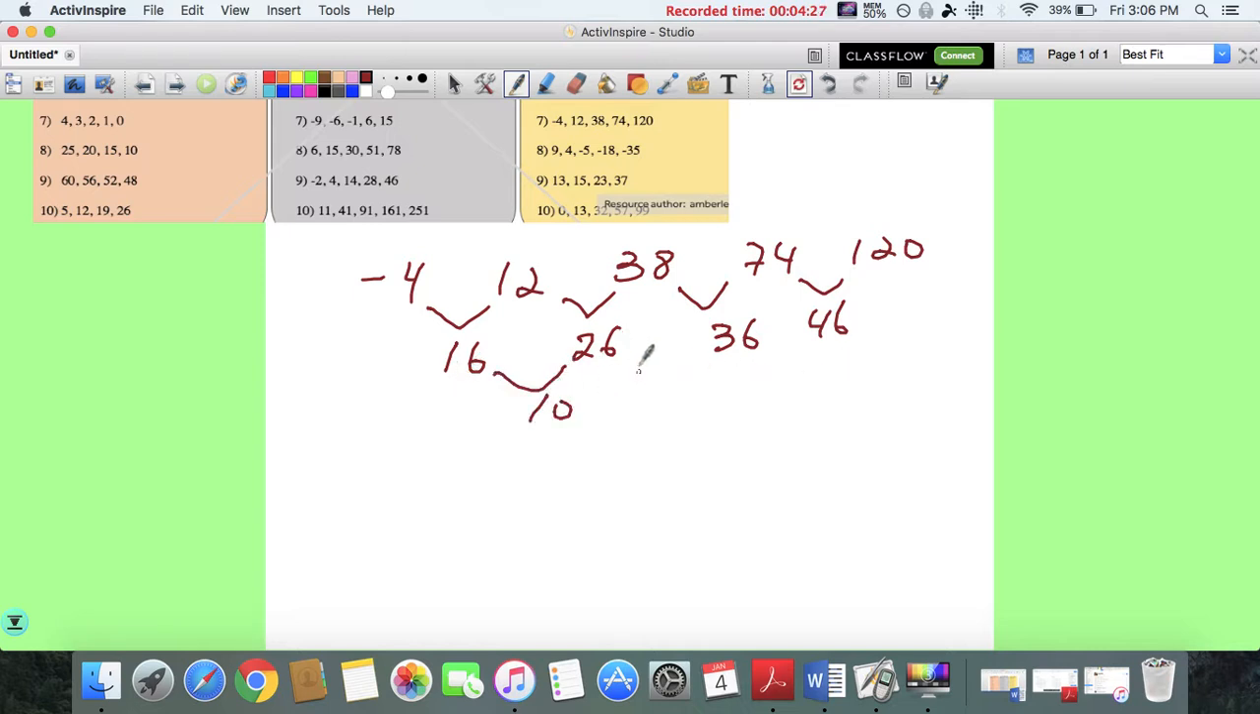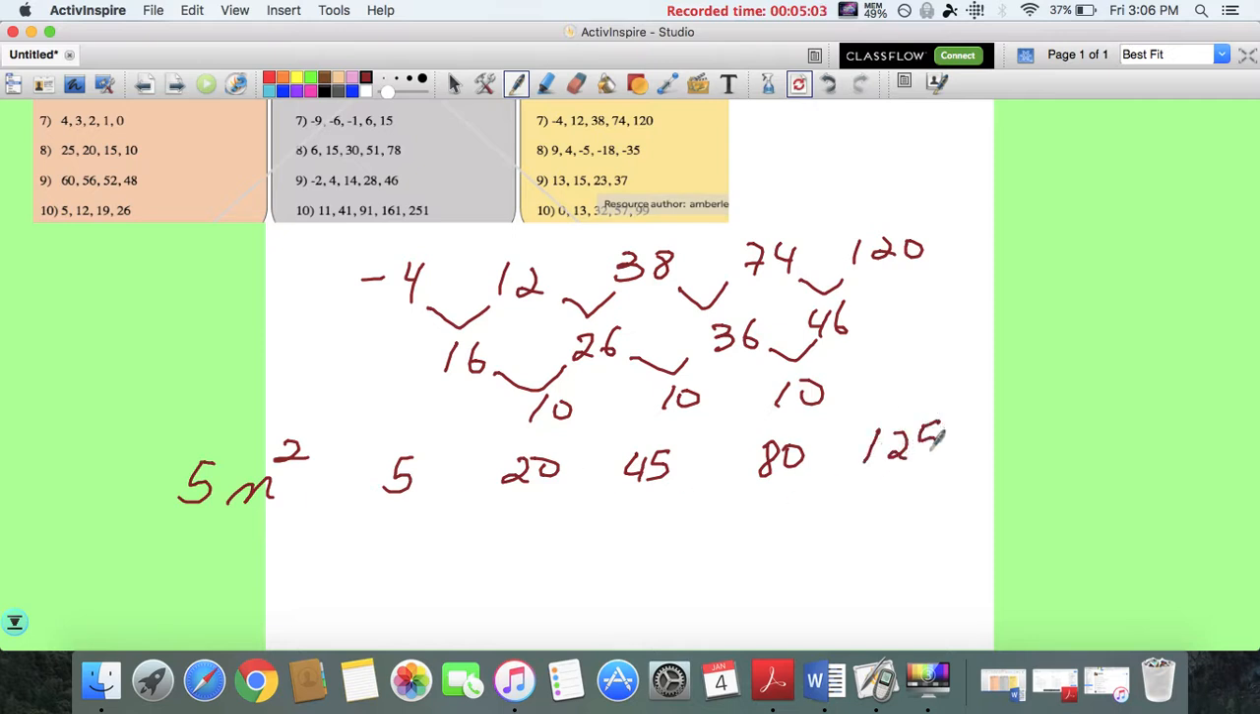So if you take the second difference, that tells us it's a quadratic sequence, so it's an n squared sequence. Let's halve the 10, half of 10 is 5, so it's a 5n squared sequence. So 1 squared is 1, times 5 is just 5. 2 squared is 4, times 5 is 20. 3 squared is 9, times 5 is 45. 4 squared is 16, and 16 times 5 is 80. 5 squared is 25, and that's going to give me 125.